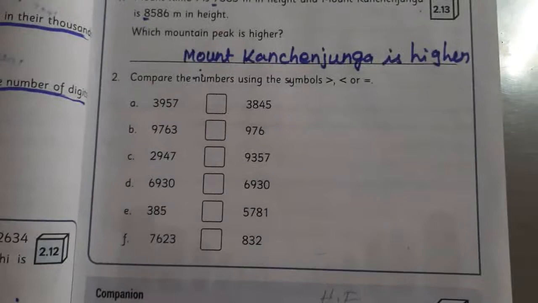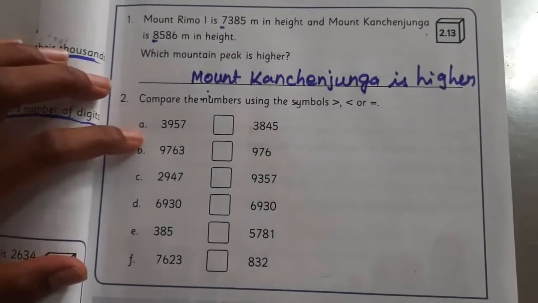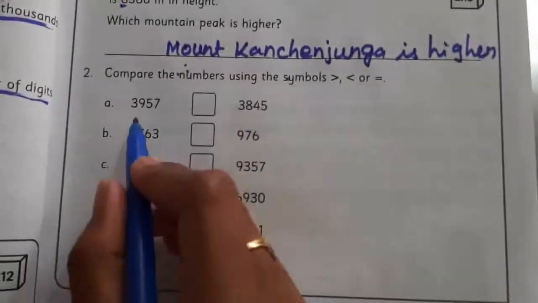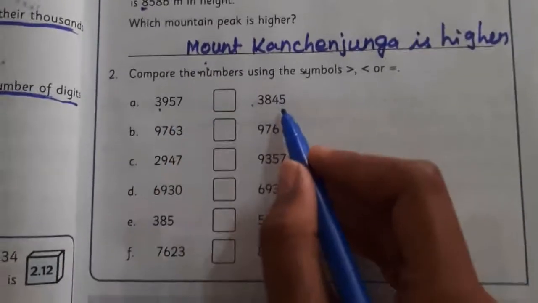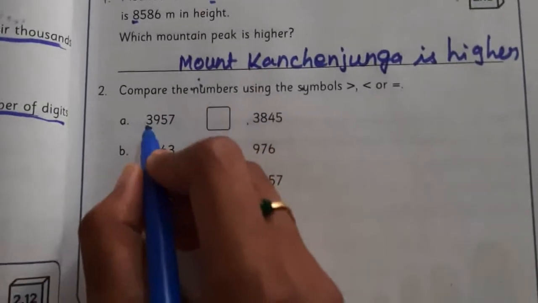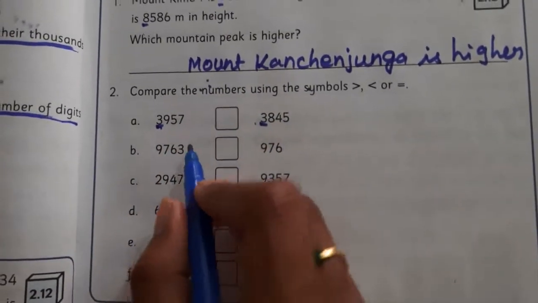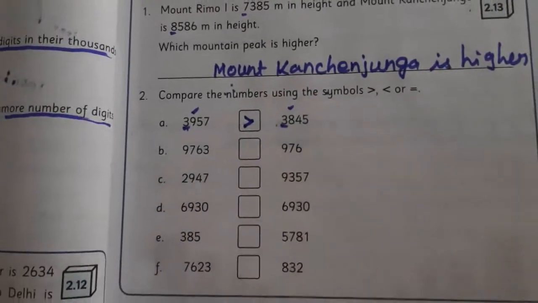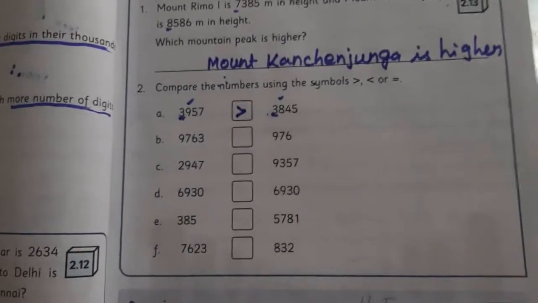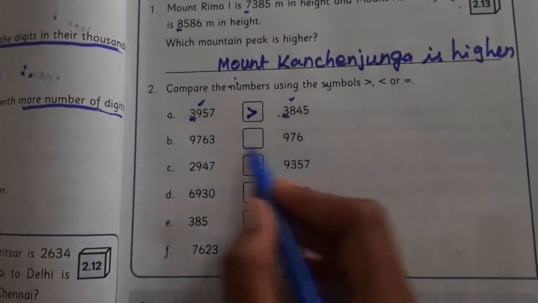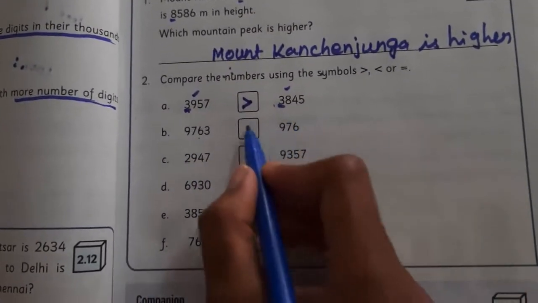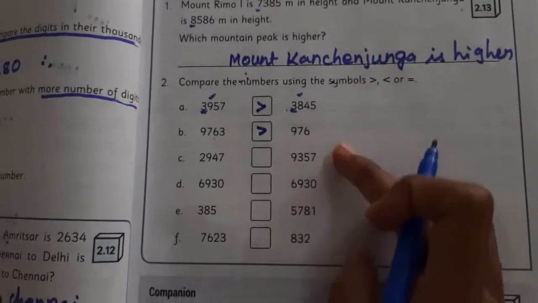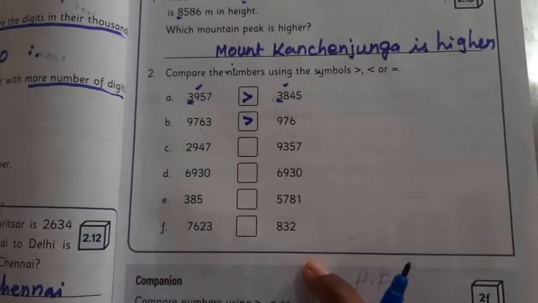So this comparison you have to do yourself. Only the first one I am doing now, and the remaining you have to do yourself. First you have to compare the number of digits. If the number of digits is the same, you should see the highest place. If that is also the same, you have to see the next place. So it is a 9, so you have to put greater than. Okay, next one. See, the number of digits is less here, so obviously it is greater. This is the way you have to compare the numbers. The remaining you have to do yourself.